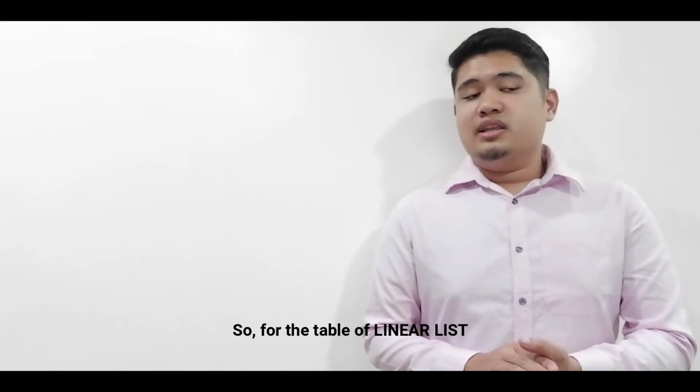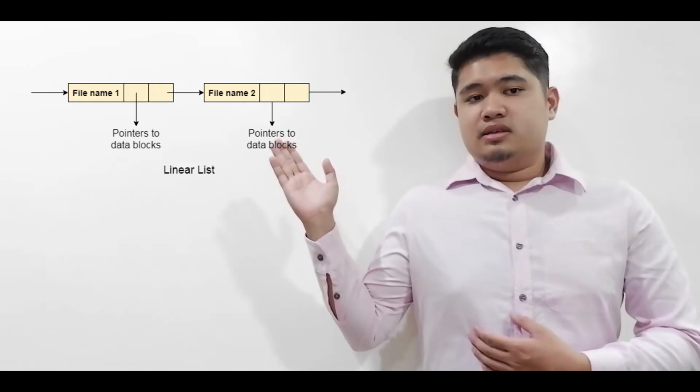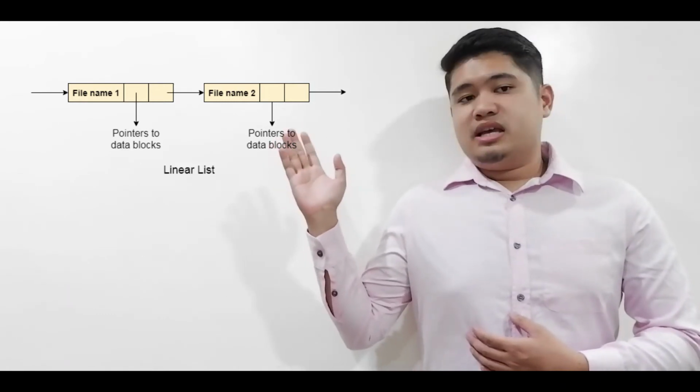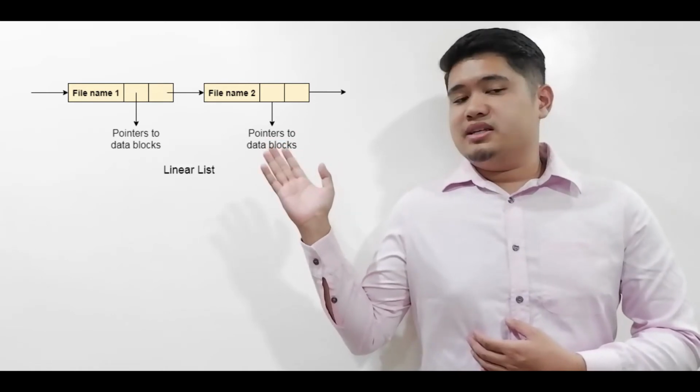So for the table of the linear list, we have the file name and the pointers to data blocks, and there is the file name too, then there are also pointers to data blocks on the linear list. Next is the hash table.